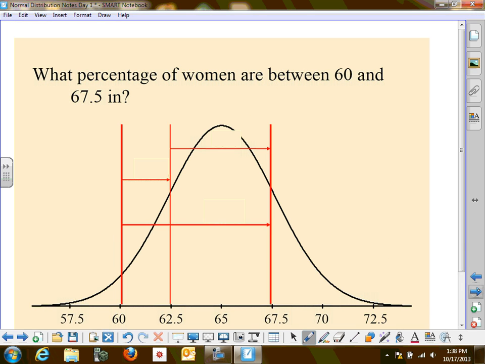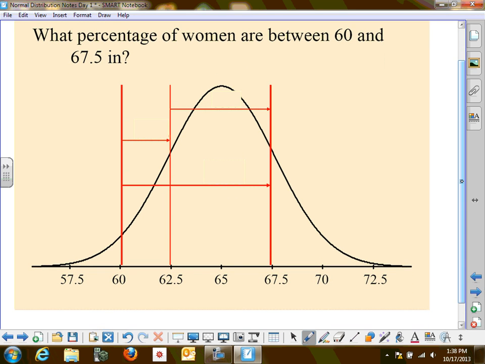Now, you get a little bit different. It's not straight off of the 1, 2, or 3 standard deviations out, so we're going to combine some things. I don't want you to say it out loud, but think right now in your brain, how are you going to find that value there? Say it out loud.